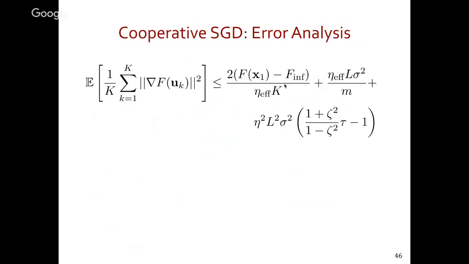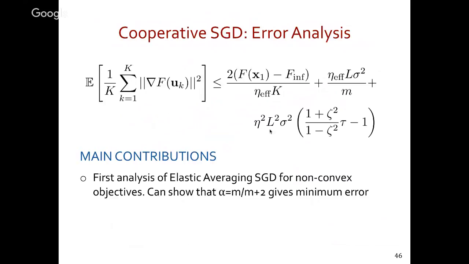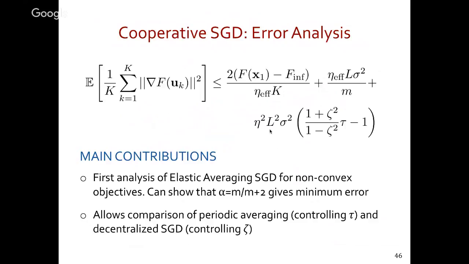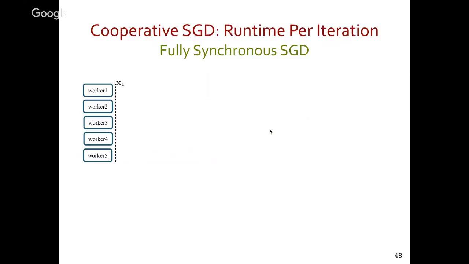And so now, the main contributions that fall out of this very general error analysis is that this provides the first analysis of elastic averaging SGD. So there has been a paper in 2015 that proposed this elastic averaging SGD algorithm, but there was no error analysis for non-convex objectives. So this is the first analysis for that. And it allows us to compare periodic and decentralized averaging and even combine them together in a decentralized periodic averaging sort of an algorithm. So now let me go to the runtime analysis.